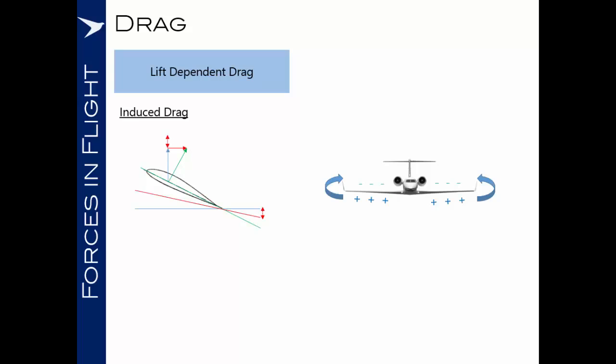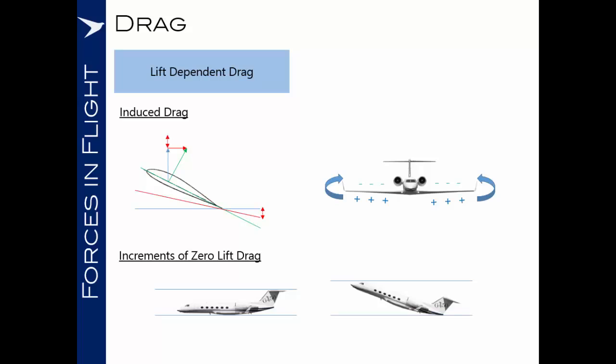Now, the other component of the lift-dependent drag, we said, was the increment of zero lift drag. This we can explain quite simply by looking at the following diagram. If you consider the frontal area of an aeroplane in a normal cruising configuration, it will take up a certain frontal area of air which will need to be pushed out of the way. As we increase the angle of attack, as we increase the lift being generated by the wings, that frontal area will increase by the fact that we are now presenting more of the form of the aeroplane into the airflow.